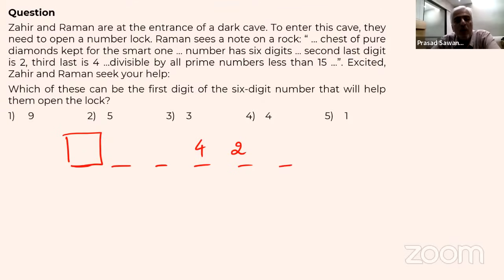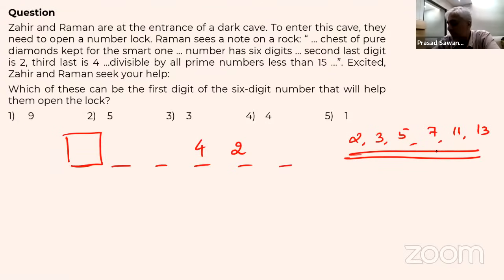It is divisible by all prime numbers less than 15. Which means it is divisible by 2, 3, 5, 7, 11, 13. Right? It is divisible by all these numbers. Even though I don't need something, I'm doing it just for practice. Because it is divisible by both 2 and 5, it has to be divisible by 10. Therefore, this digit has to be 0. I don't need this actually.